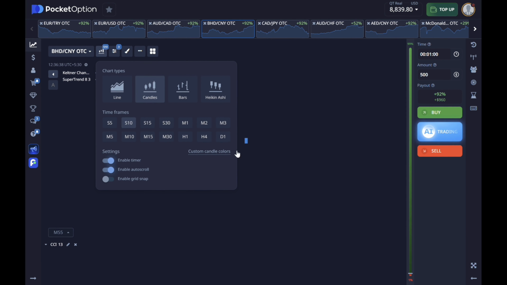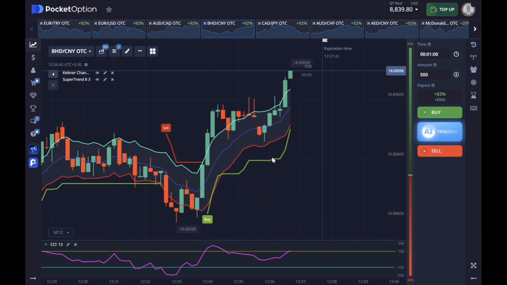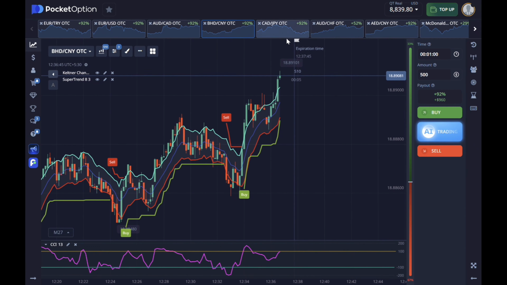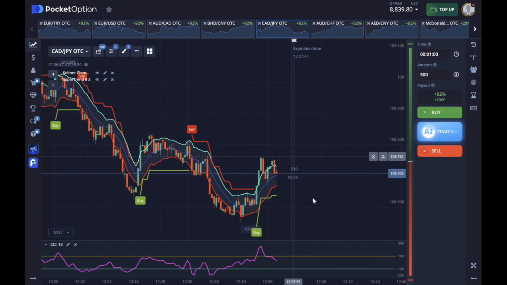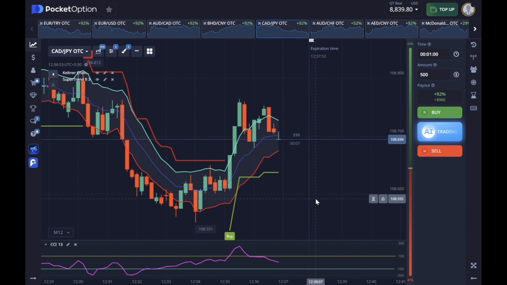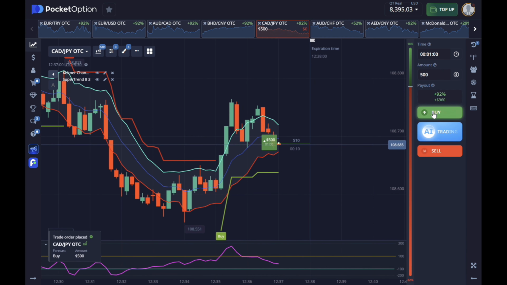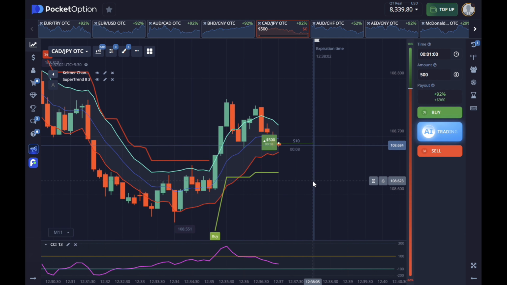Here I opened the 10-second time frame so that we can take advantage of every small movement in the market. Alright, we can see the market's reaction here and respond immediately. Here I have opened a second chart of CAD JPY OTC, and here I see another buy trade opportunity. Okay, I am taking my buy trade here, and after that I will explain it to you.